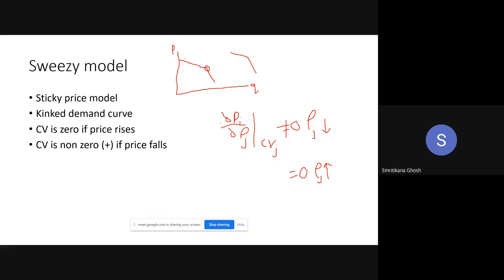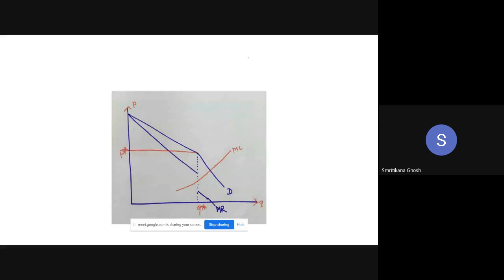So anyway, we have the kinked demand curve. Now, once you have the kinked demand curve, I'm coming to my equilibrium. Look, this is my demand curve. Any other question? Okay, so this is the kinked demand curve, that blue one, DD, as I derived.